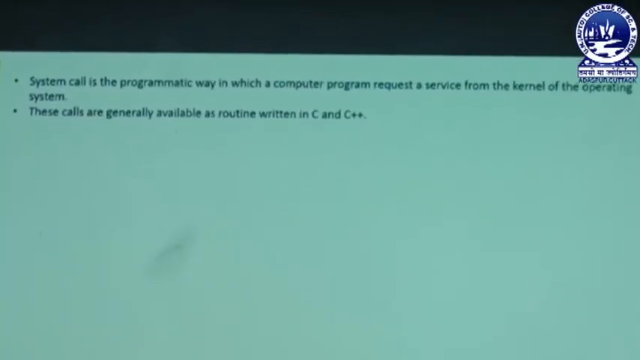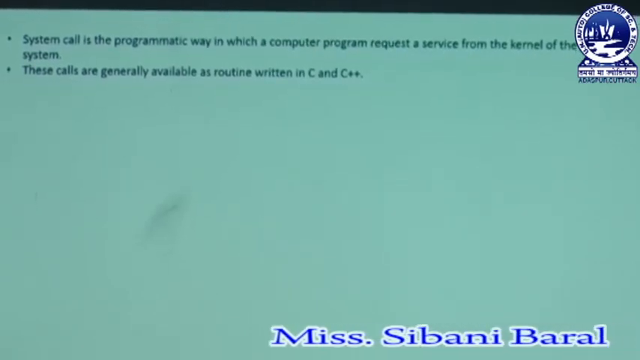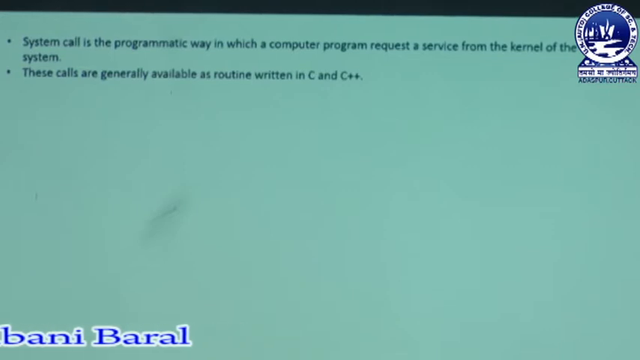So, system calls are a programmatic way, made by programs, for accessing such resources. A system call is the programmatic way in which a computer program requests a service from the kernel of the operating system that I told you about. These calls are generally available as routines written in C and C++.